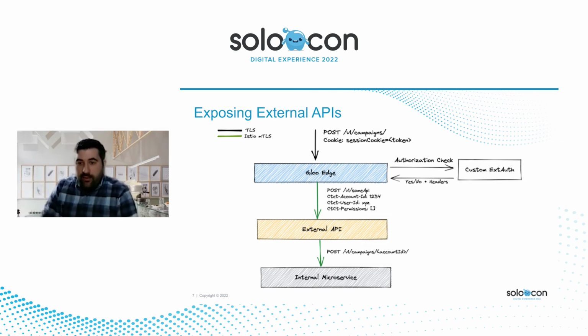And then the external API gets those things as HTTP headers. And they can trust those headers because Gloo Edge is part of our mesh. The external API is part of our mesh. And we use Istio's policies to say the only thing that can talk to that external API is Gloo Edge. And then ultimately, that will have to invoke some sort of internal microservice.